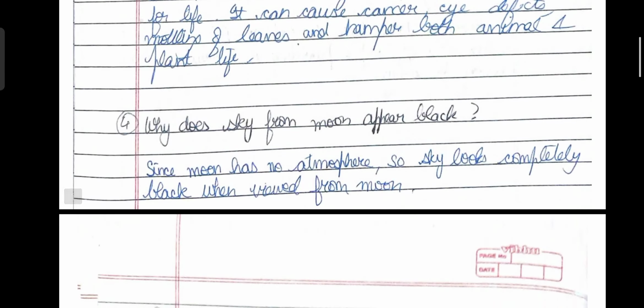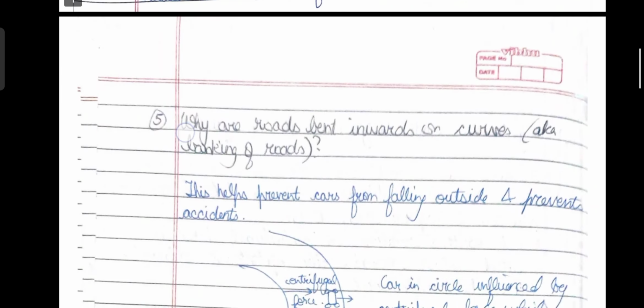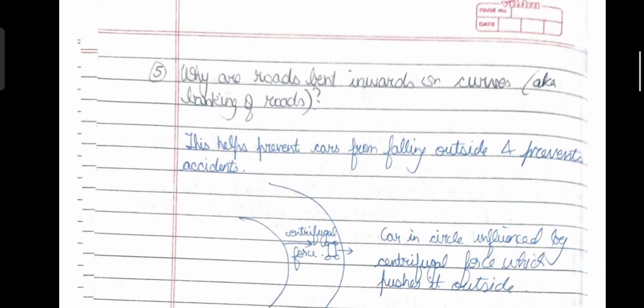Now the next question is, why does the sky appear black from the moon? This happens because the moon has no atmosphere, and therefore the sky looks completely black when viewed from the moon. Now certain questions are very important because Uttarakhand is mostly a hilly state, so this is a question we can expect.